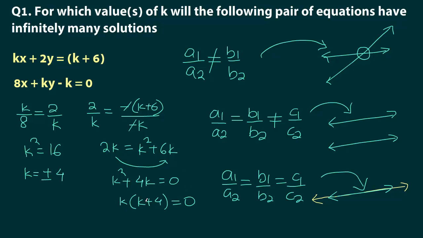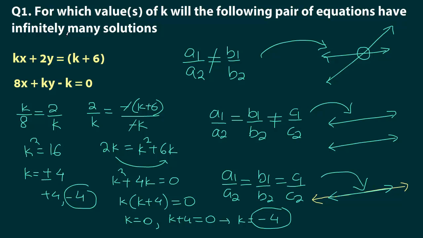When the product of two numbers is 0, one of the numbers can be 0, that means k can be 0, or k plus 4 can be 0, which when we solve, we get k equals minus 4. In other words, if we solve the first ratio, we get k equals plus 4 and minus 4. If we solve the second ratio, we get k equals 0 or minus 4. So k equals minus 4 is the common value, and that is our answer. So for which value will the following pair have infinitely many solutions? For k equals minus 4, these two lines will have infinitely many solutions.